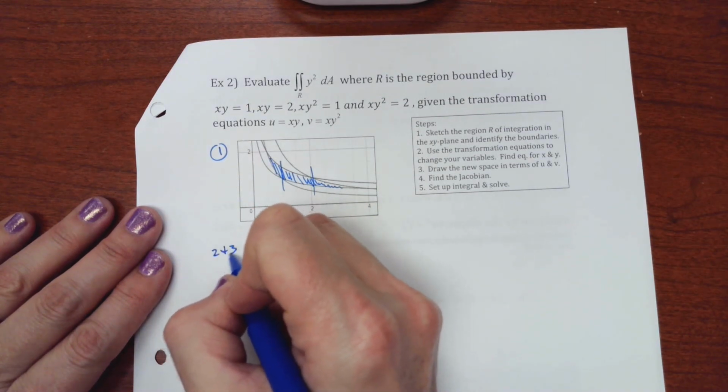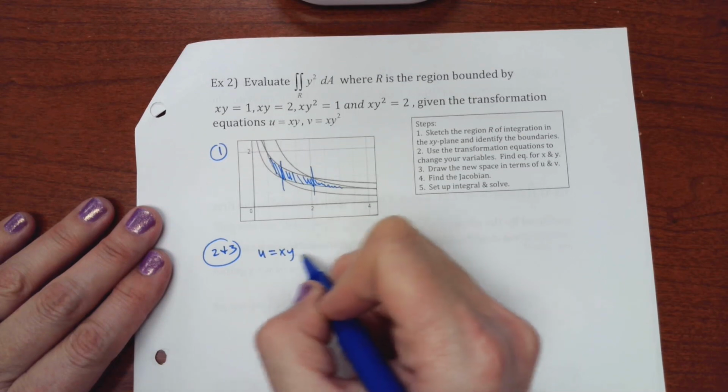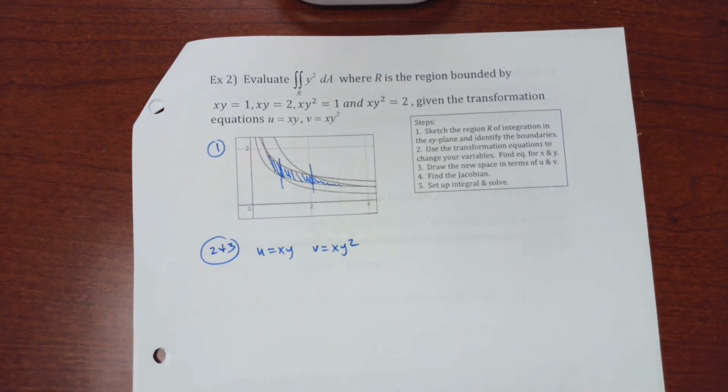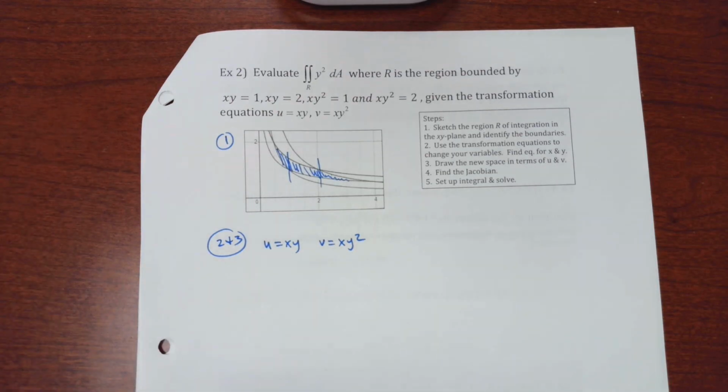Steps 2 and 3. In this problem, I'm given equations for u as xy and v as xy squared. So this time I'm given equations for u and v. Last time I was given equations for x and y. So depending on which way you're given the transformation equations, you have to go and find the other ones.